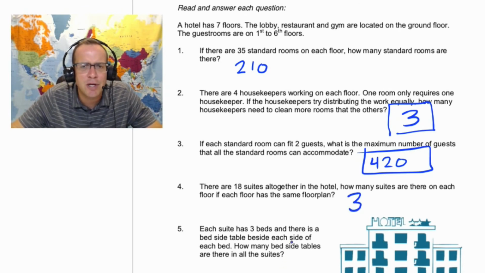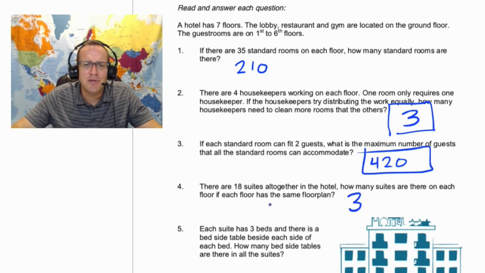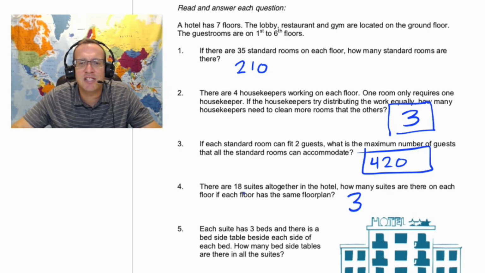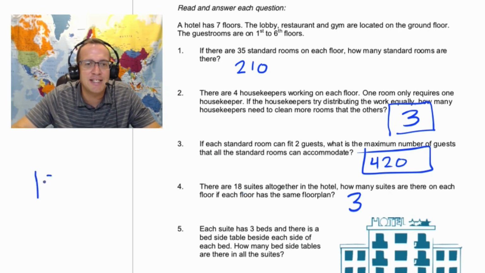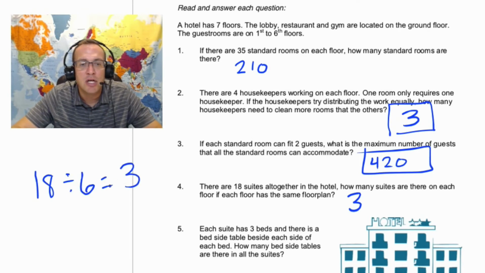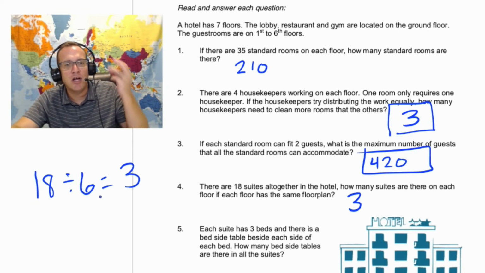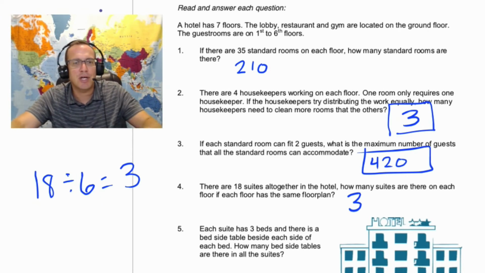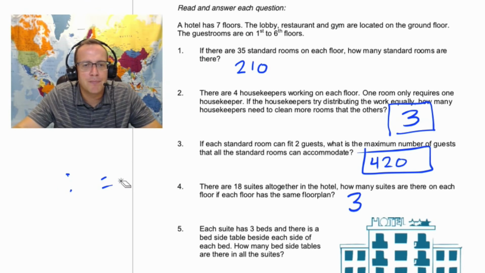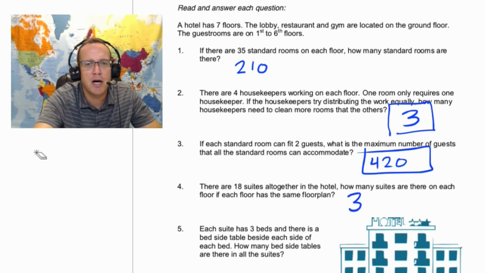What? How did we get that? Well, it's pretty simple, right? We've got 18 suites and 6 floors with guest rooms. So 18 divided by our 6 floors equals 3. So on each floor of the hotel where there are guest rooms, we are going to have 3 suites. Okay, let's keep that in mind for later. Let's go ahead and read number 5 now.